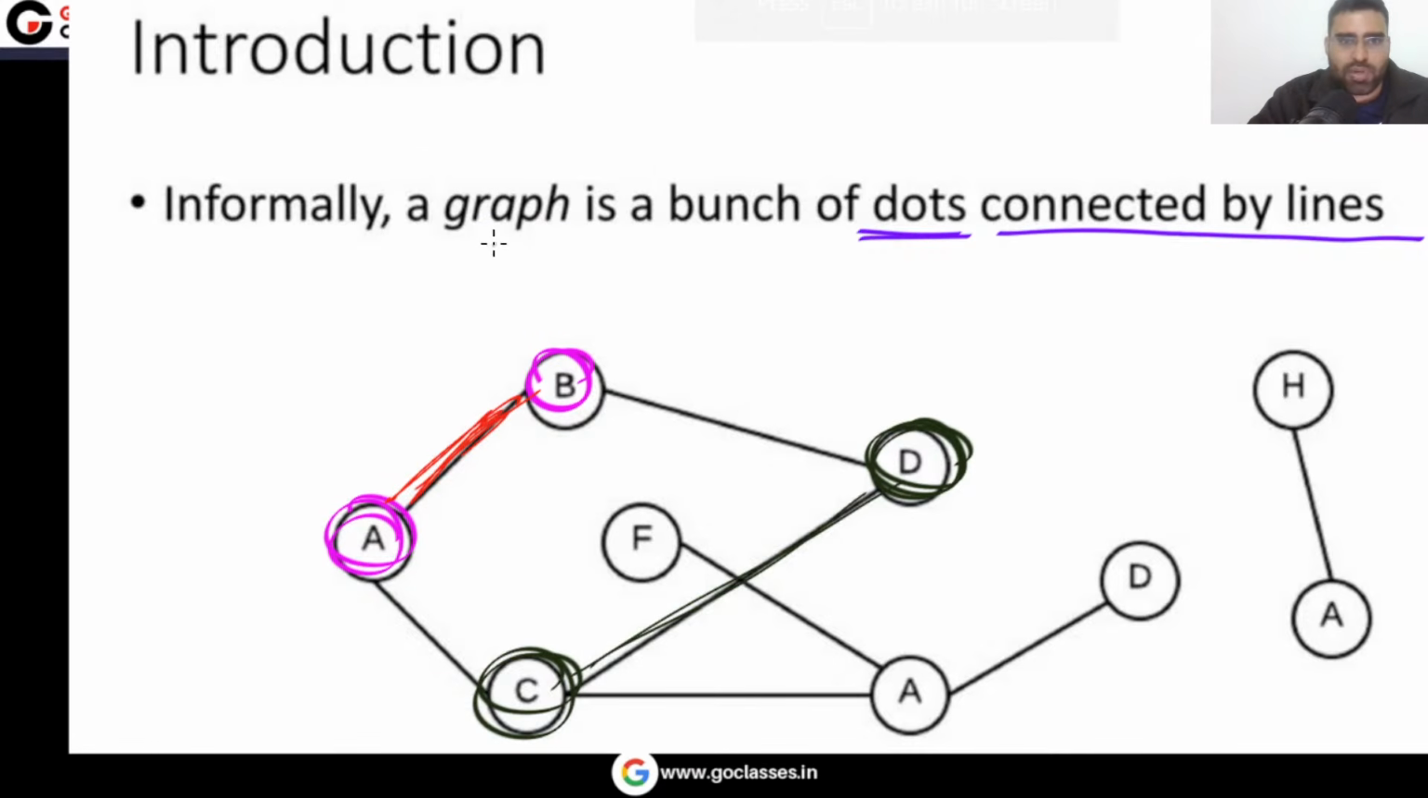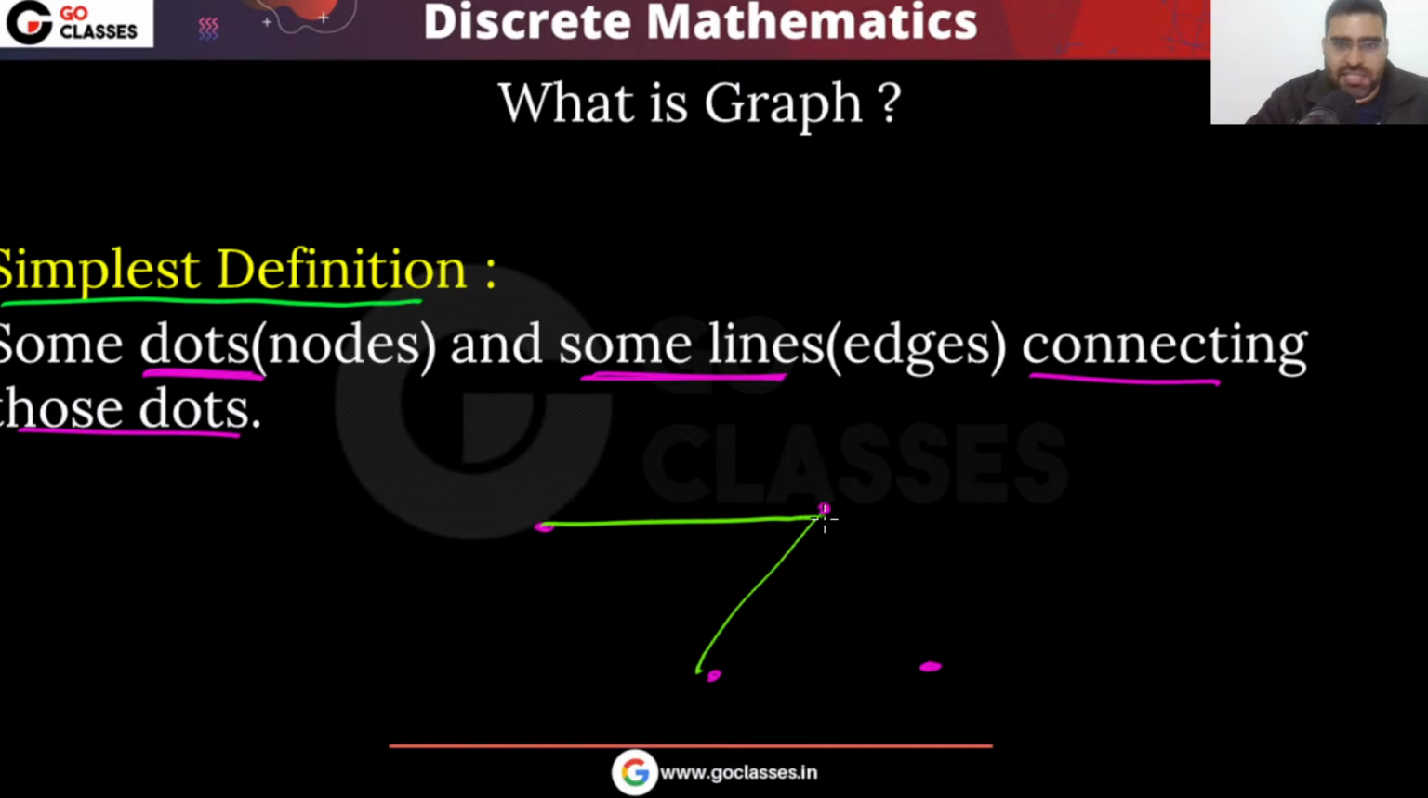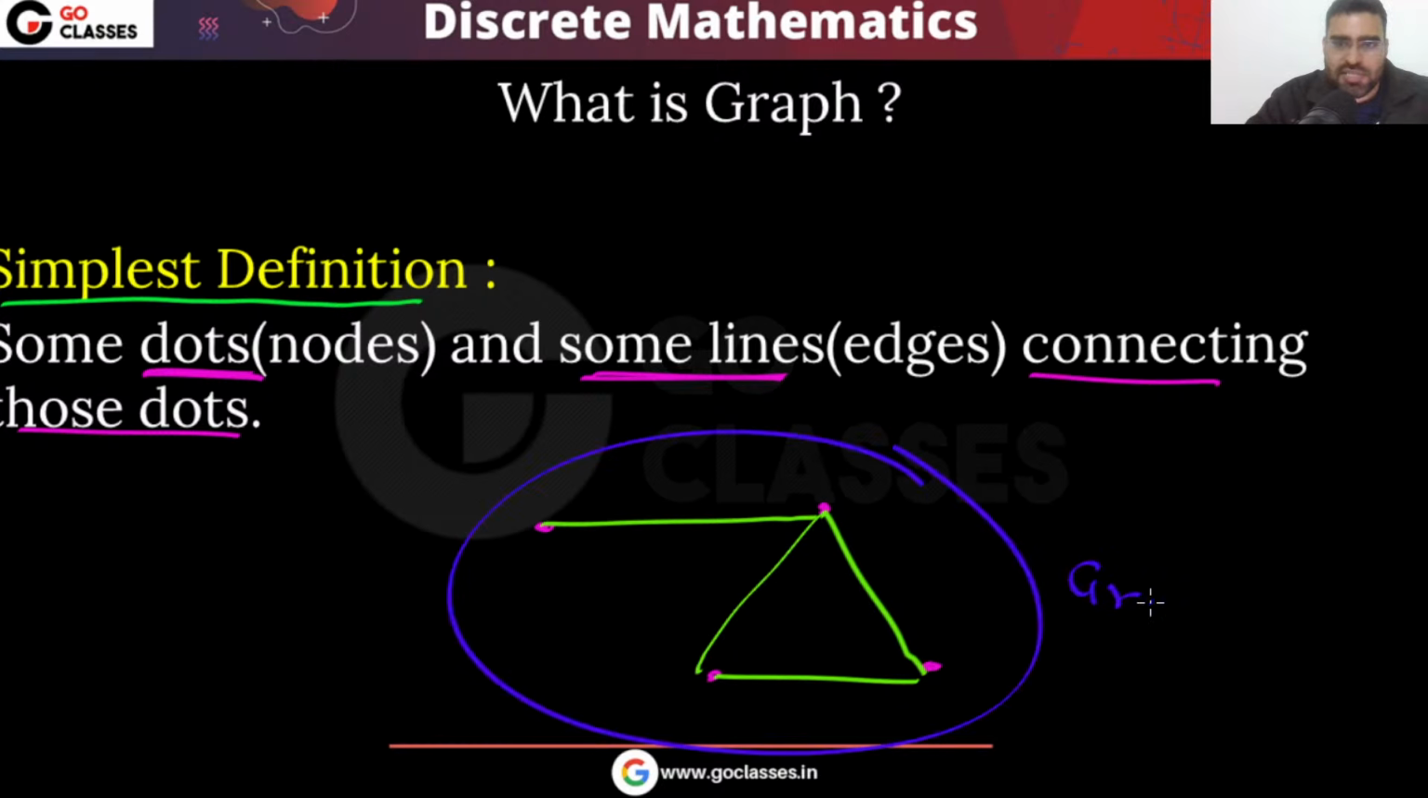So what is a graph? A graph is basically some dots that are connected by some lines. What is the simplest definition of a graph? If anyone asks you, remember this is the informal definition: there are some dots or nodes and there are some lines which are connecting these dots. For example, I can say this is a graph. Let's call it graph G. So this is your graph G.